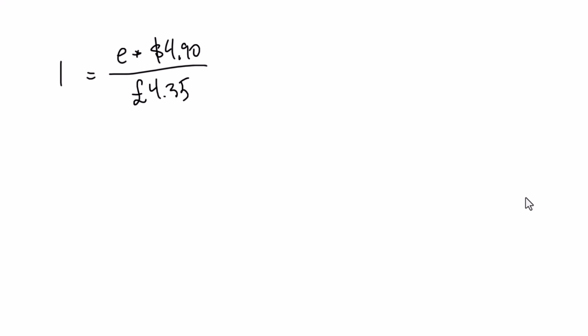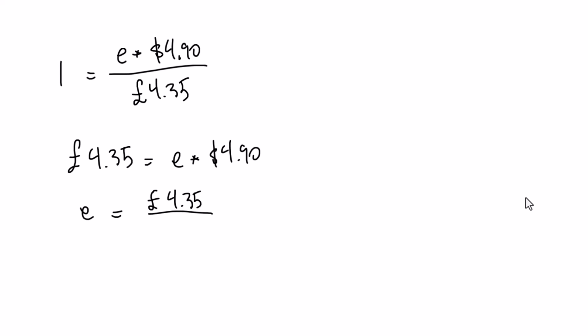Let's solve for E by multiplying both sides by the British price, and then dividing both sides by the American price to get E equals 435 British pounds divided by 490 US dollars. Doing that math, we get 0.89 pounds per $1. Of course, we know from what we were talking about earlier that that is not the actual nominal exchange rate. The nominal exchange rate in real life is about 0.75, not 0.89. We will return to this fact in a minute.